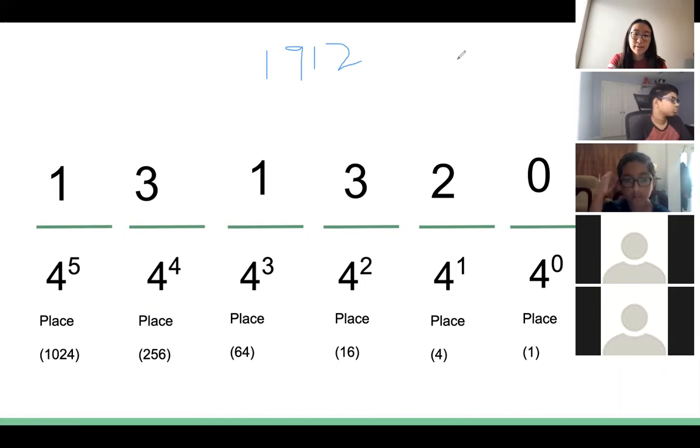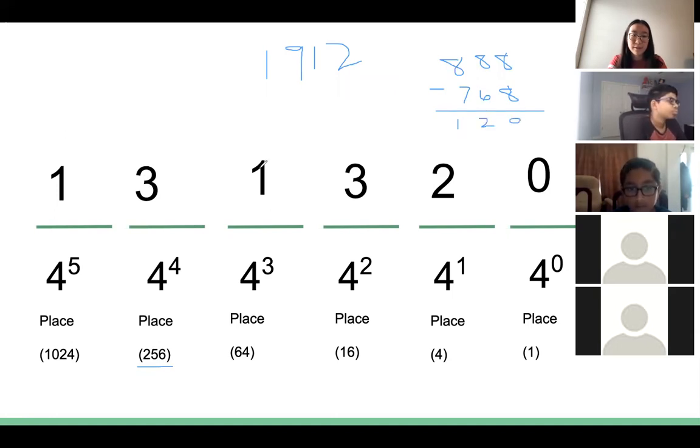Okay, so after we take out 1024 from that, we're left with 888. This next place value is the 256s place, and we can fit 3 of those into 888 because 3 times 256 is only 768. So we write a 3 there, but we can't fit 4 because that would be too big. And also you can't even write a 4 in base 4. So we write a 3 there, and then we subtract it, and we're left with 120.